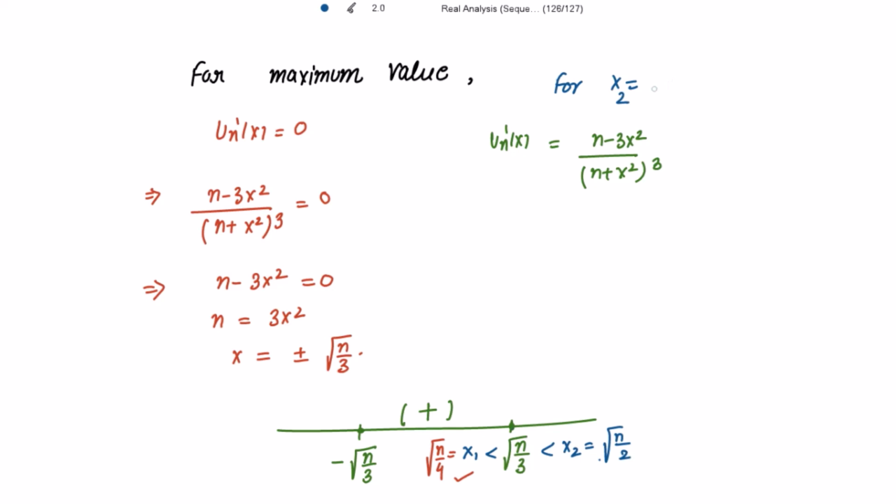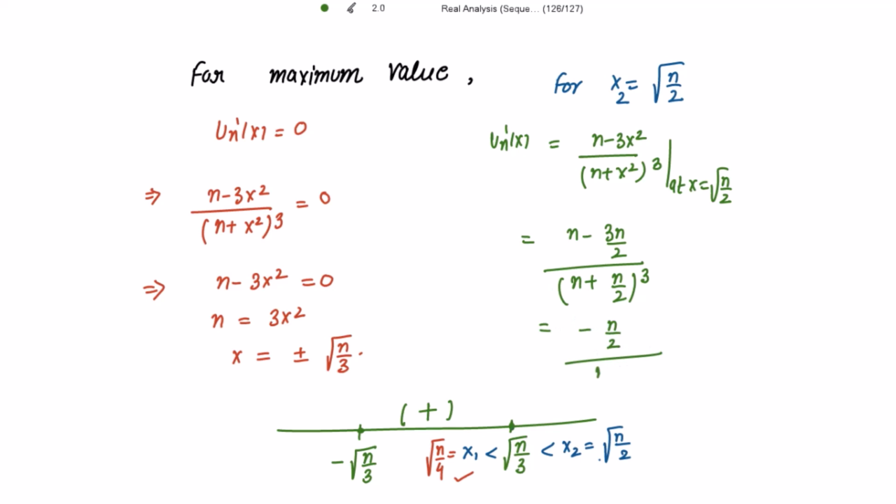So for x2 equal to square root of n divided by 2, what value are we getting at un dash x? At x equal to square root of n divided by 2, this is n minus 3n divided by 2, and in the denominator n plus n divided by 2 whole cube. And then we are getting this to be a negative n divided by 2, and in the denominator n plus n divided by 2 to the power 3. That means we are getting a negative sign, right?